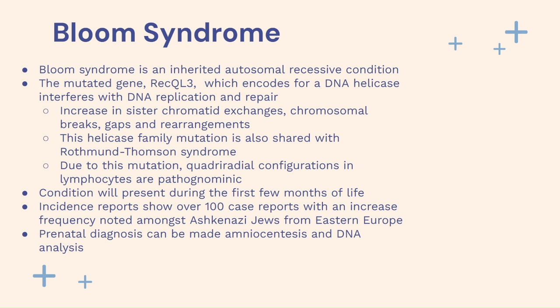And with this mutation, specifically RECQL3, you're going to see quadriradial configurations of lymphocytic chromosomes, and that's pathognomonic. Now, the condition will be present for the first few months of life, so it's going to be pretty quick to notice something's wrong. Pretty high, dense incidence in the Ashkenazi Jewish and Eastern European population, but overall very scarcely reported.